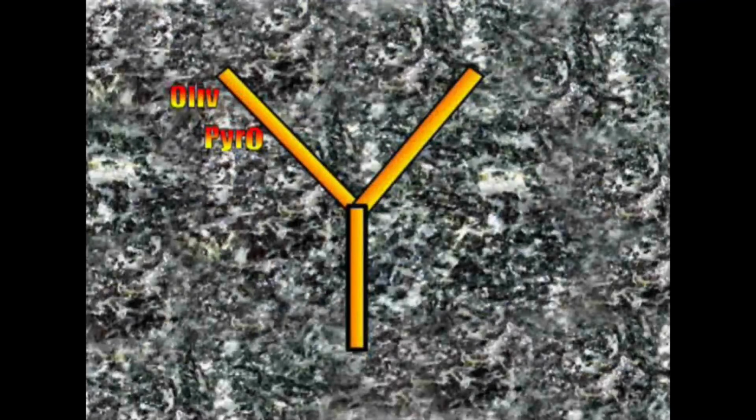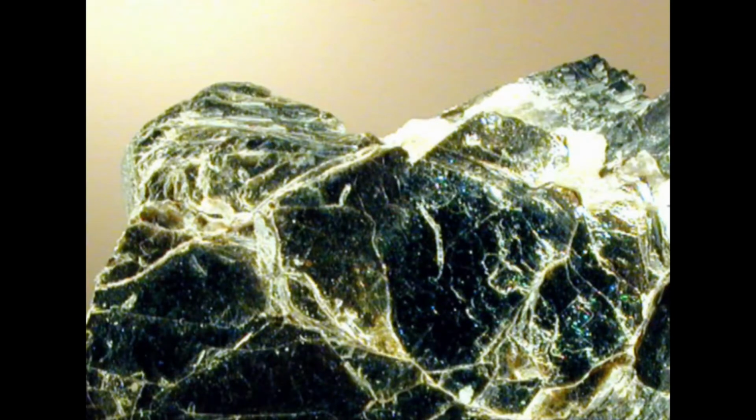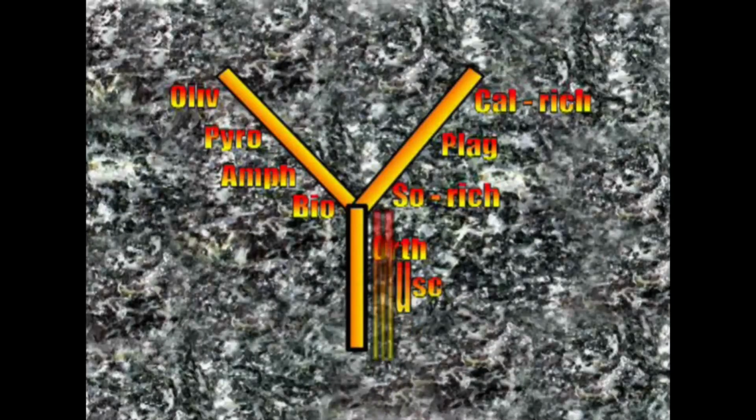On both sides of the reaction series, as we see in the diagram, the silica content of the minerals increases as the crystallization trends downward. Biotite has more silica than olivine. Sodium plagioclase has more silica than calcium plagioclase.